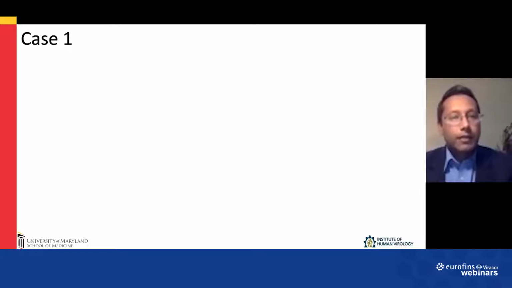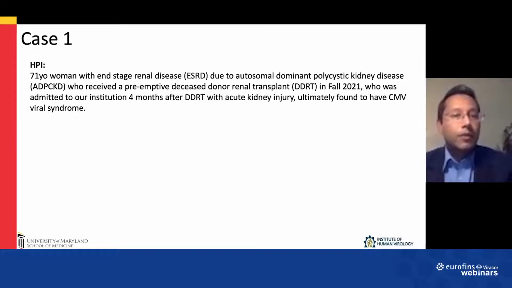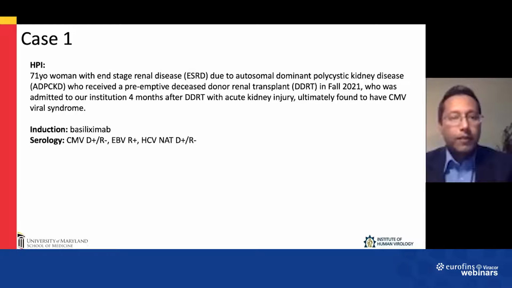So first case is that of a 71-year-old woman with end-stage renal disease due to autosomal dominant polycystic kidney disease who received a preemptive deceased donor renal transplant in the fall of 2021. She was admitted to our institution 4 months after her renal transplant with acute kidney injury and ultimately was found to have CMV viral syndrome.